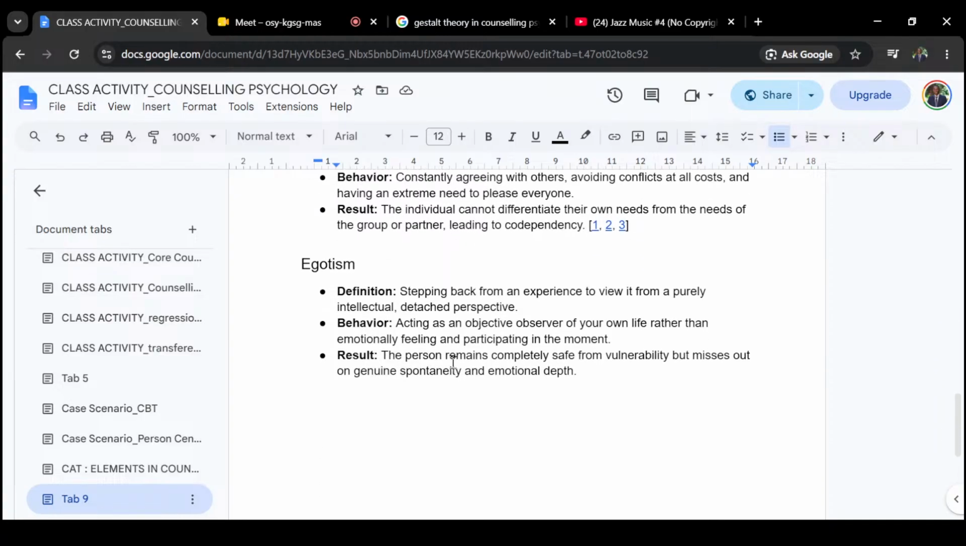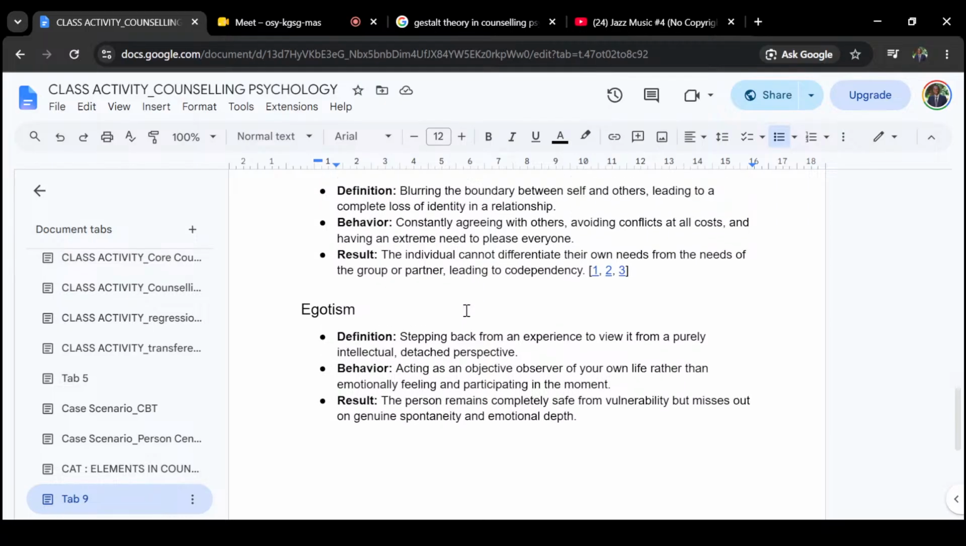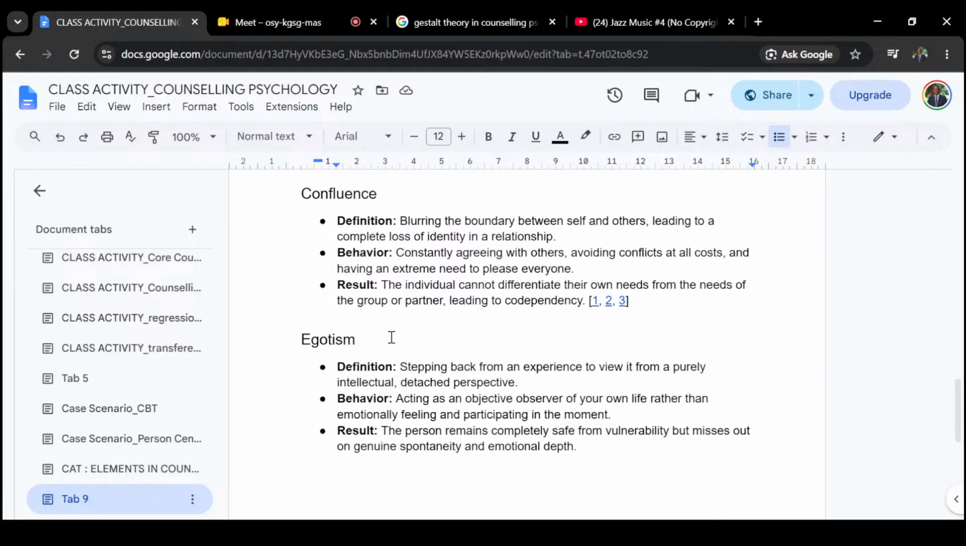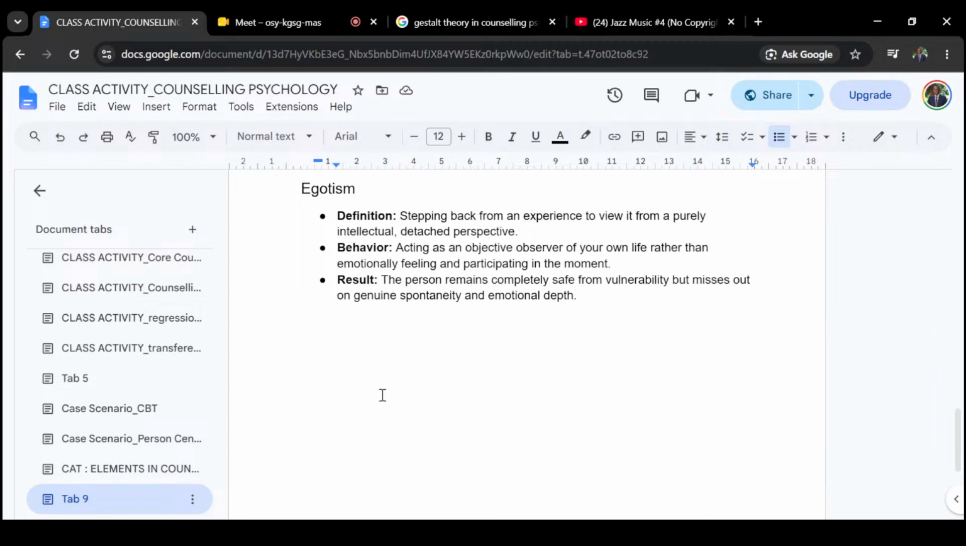Okay, that's the last one. And the last one is egoism, which is isolation. Definition: becoming overly self-aware or self-monitoring, which interferes with spontaneous contact. The key idea is: I'm observing myself instead of experiencing the moment.